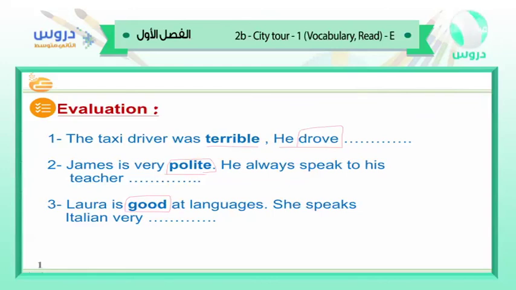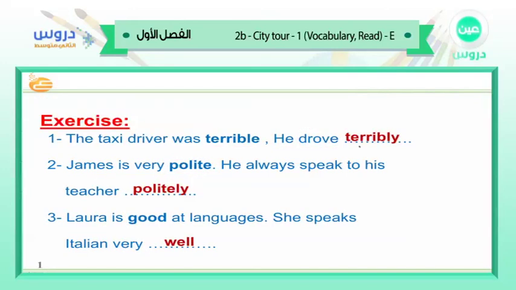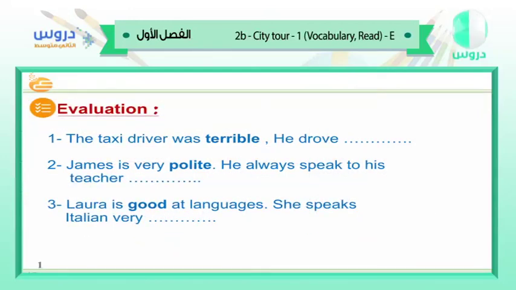Okay, let's see the answers. Terribly, everybody. Because terrible, terribly. Polite, politely. How something happened. Good, well. This is irregular. You have to know the irregular and regular adverbs. Okay?